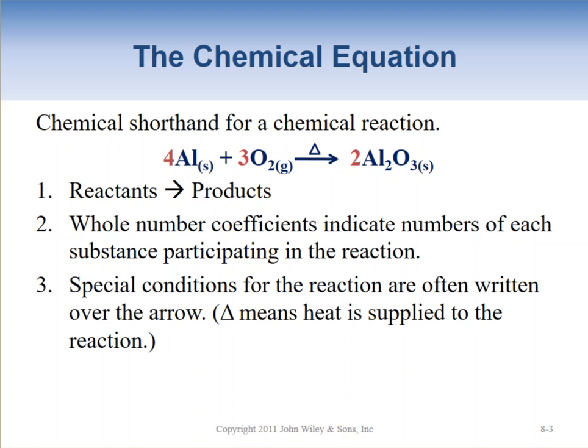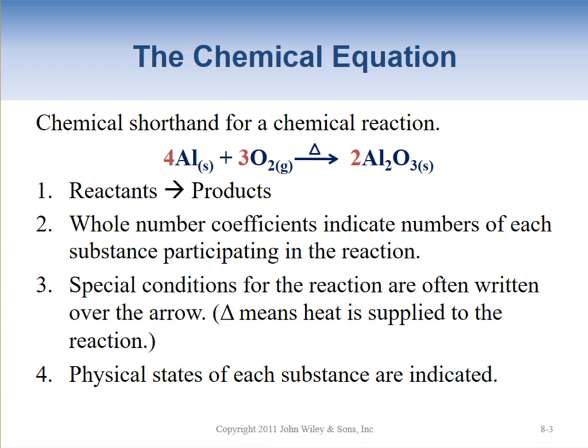Now also remember that if there are special conditions for the reaction, such as pressure or temperature, we can write those on the arrow. So for example, here that triangle in the chemical equation represents heat. This means that heat is supplied to the reaction. Also, the physical state of each substance is indicated for each one of these.